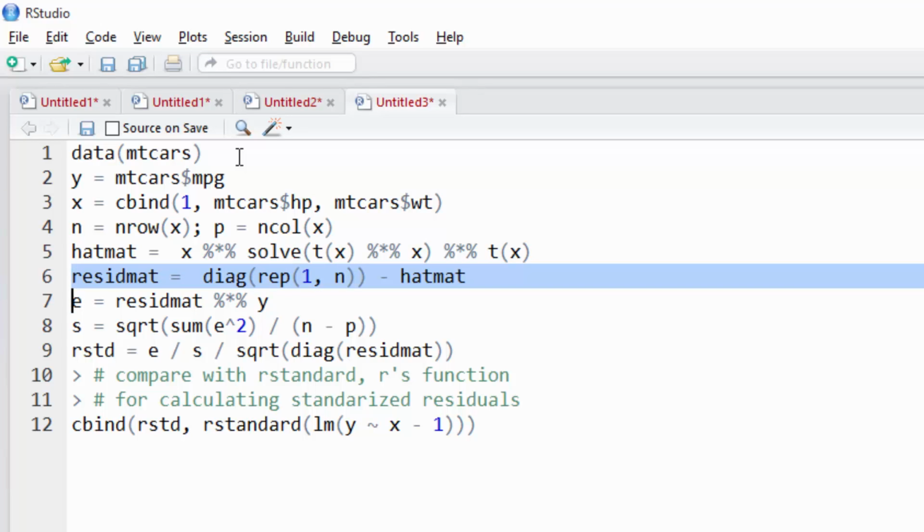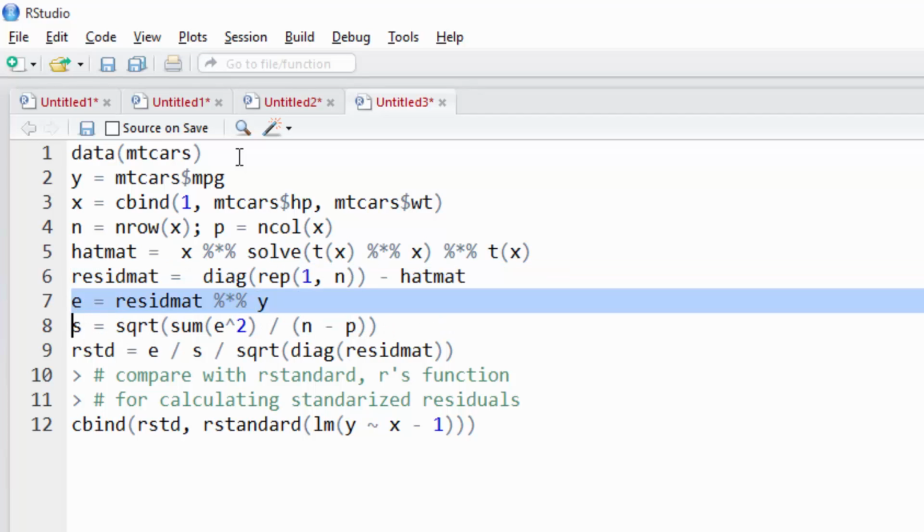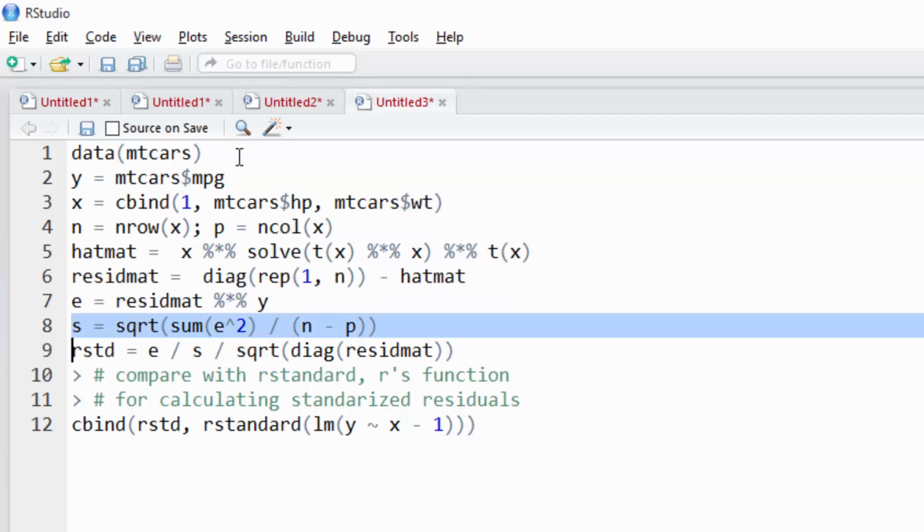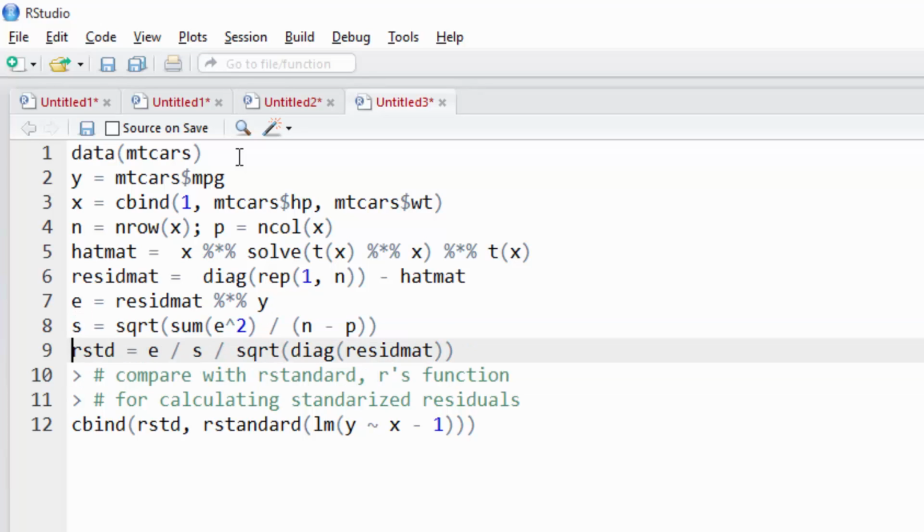what I'm calling the residual matrix is just I minus the hat matrix, and then my E is my residmat times Y. So residmat is the matrix that is orthogonal to the projection onto the space spanned by the columns of X. Okay, and then my residual variance estimate is the sum of the residuals squared divided by N minus P. And then my standardized residuals are just my residuals divided by S times the square root of the diagonal of the residual matrix.